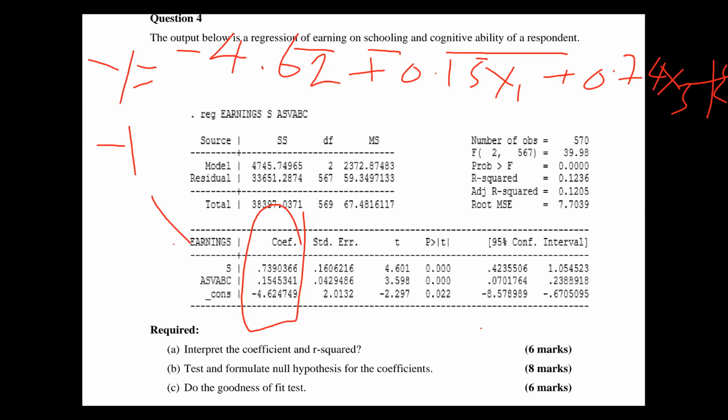Observe that strategically, I'm not using percentages because these are not logged variables. Don't say it increases by 74%. You get it, right? For a level-to-level model, you use the units. You can interpret the next coefficient.